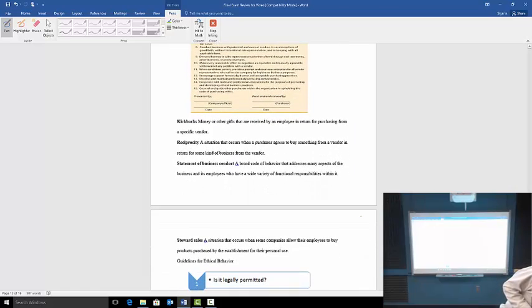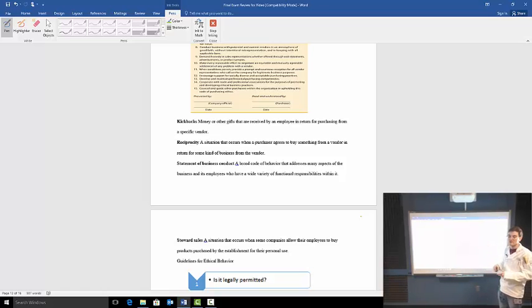Underneath, some key terms here. A kickback, by definition, is money or a gift that's received by an employee in return for purchasing from a specific vendor. Again, highly unethical. Your decision should be impartial.